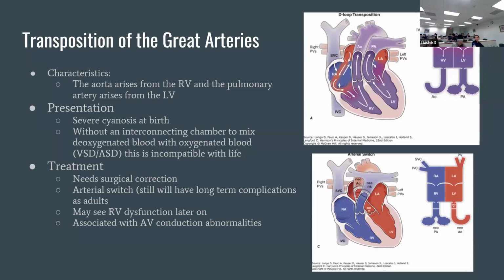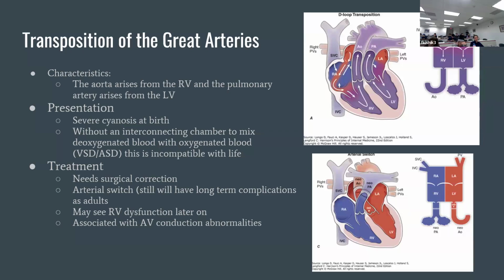Severe cyanosis at birth will be present, whereas with tetralogy of Fallot, they may present with cyanosis maybe a day or two after, when they're crying a lot, with TET spells. And with transposition of the great arteries, they are born cyanotic. If they don't have an interconnecting chamber to mix the deoxygenated blood with oxygenated blood, like if they don't also have a VSD or an ASD, this is incompatible with life.